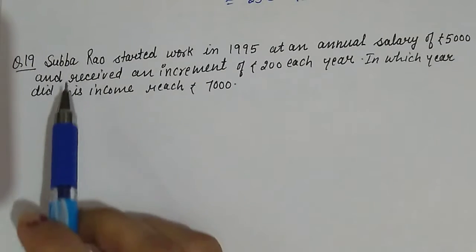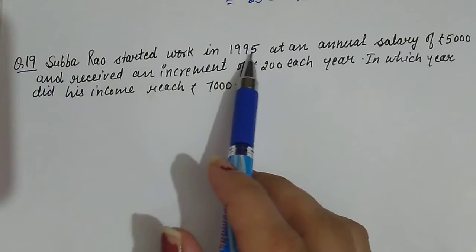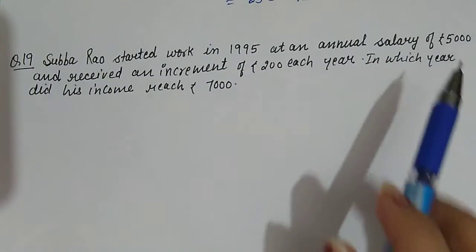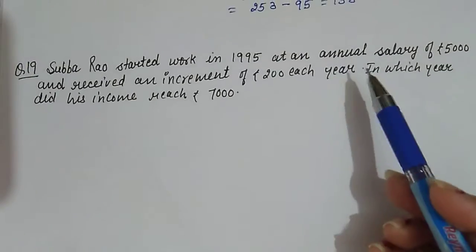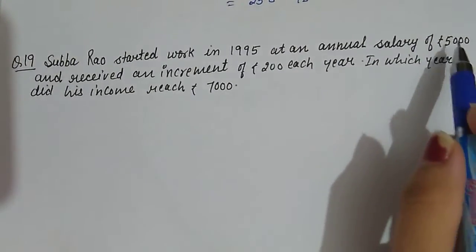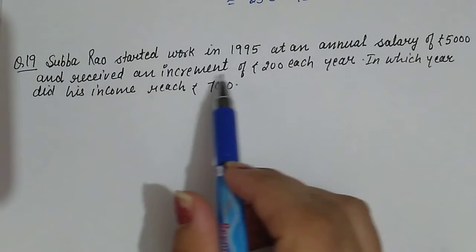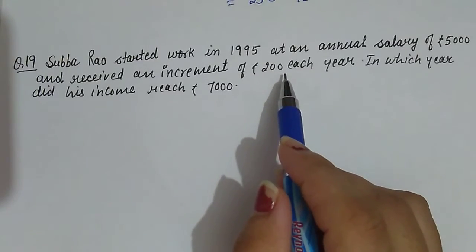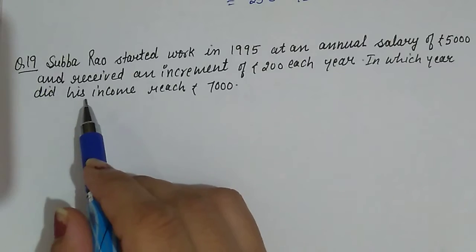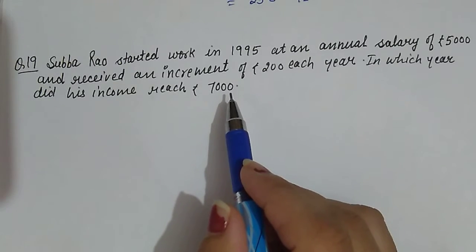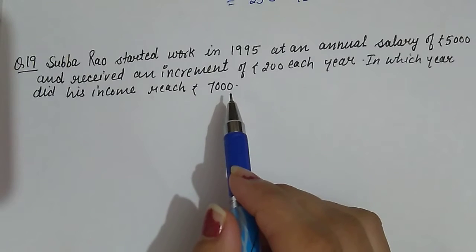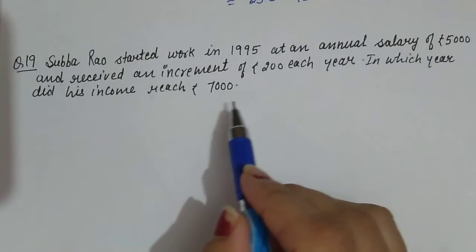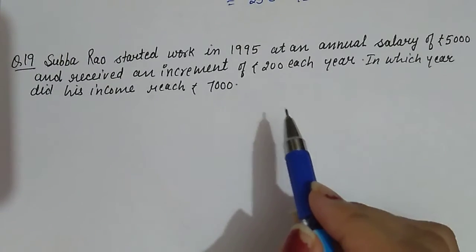In question number 19, Subba Rao started work in 1995 at an annual salary of rupees 5,000. He gets an annual salary, not monthly. He received an increment of rupees 200 each year. In which year did his income reach 7,000? You have to find n, the number of years, in which year he gets 7,000.